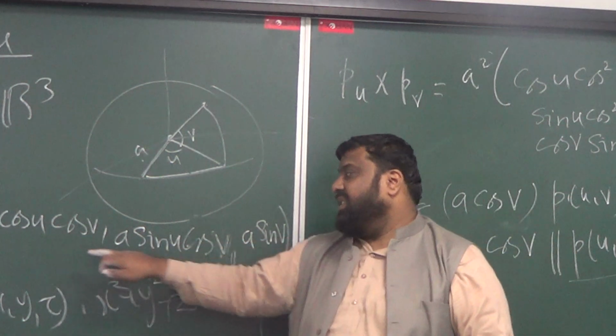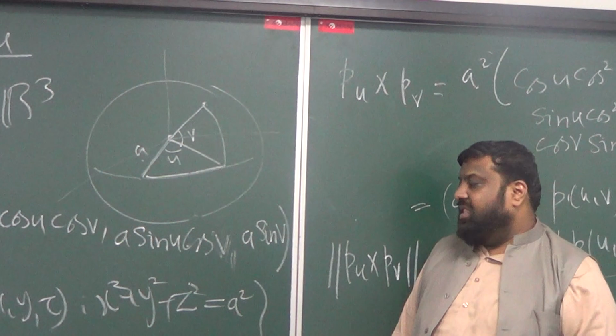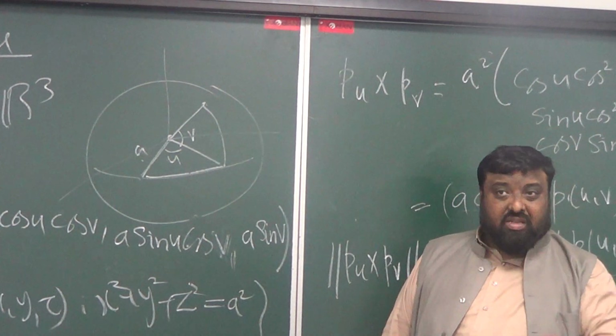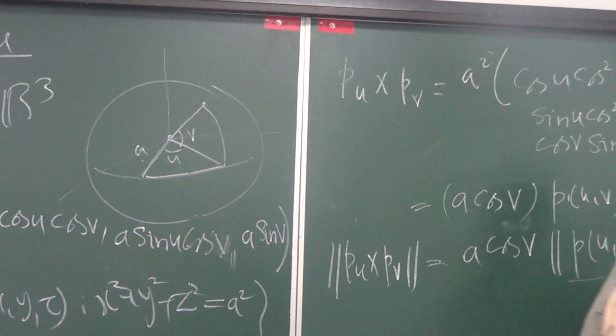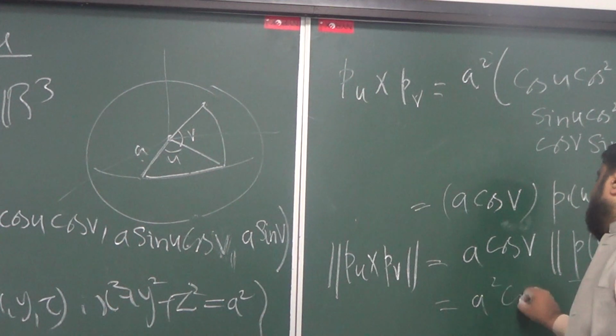If you take this x and y and z, and you square the three components and add them, everything will turn out to be a square. So what would be this guy? The P_u cross P_v square is a square. It will be a, sir. So it's going to be a actually, by taking a square root. So we have a square.